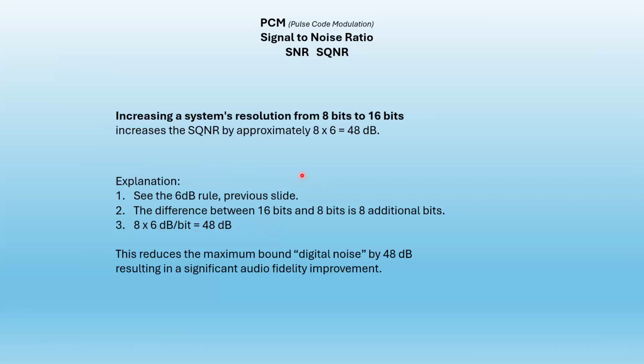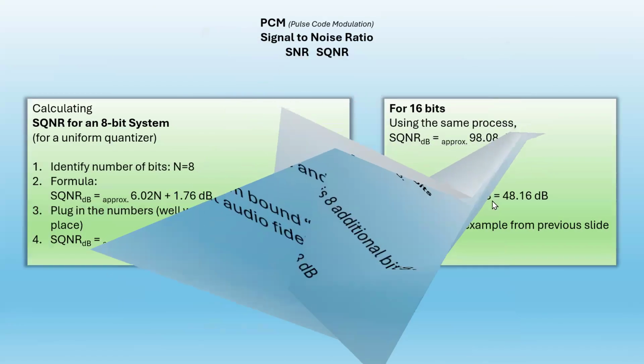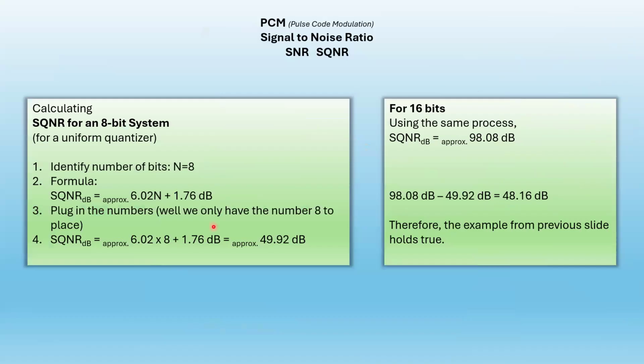All right, so increasing from 8-bit to 16-bit depth gives us 48 dBs advantage, which means the noise is reduced by 48 decibels. That's a lot. Let's get another example. That's the last slide.